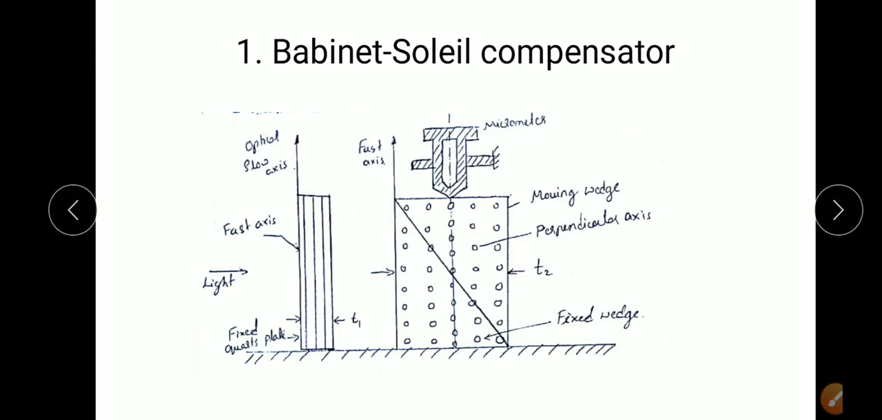If you want to determine the particular fringe value, we have to use the compensators. We have three types of compensators. One is the Babinet-Soleil compensator, the next is the Tardy type of compensator, and the third is the Friedel type of compensator. First we discuss the Babinet-Soleil compensator. It is an extra device which is inserted in the polariscope.